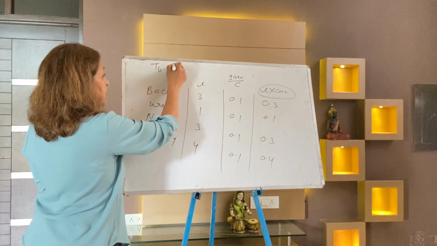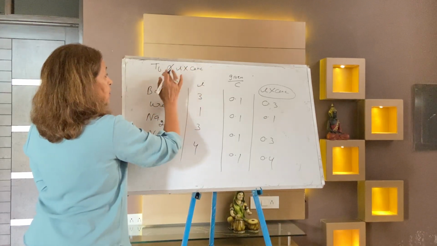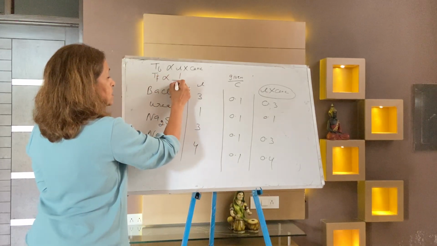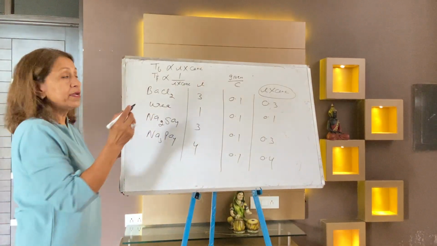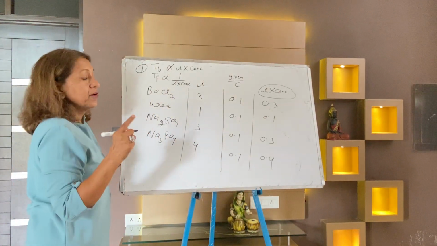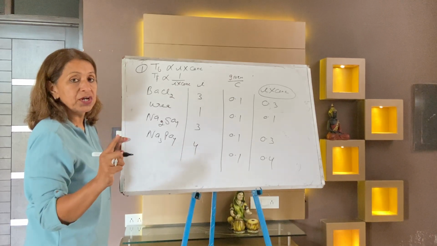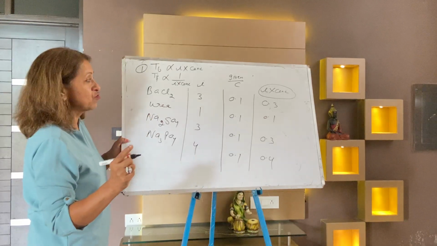Write down: TB is directly proportional to i into concentration, but TF is inversely proportional to i into concentration. This is a very important point. Please write: TB is directly proportional to i into concentration, but the freezing point of the solution, TF, is inversely proportional to i into concentration.